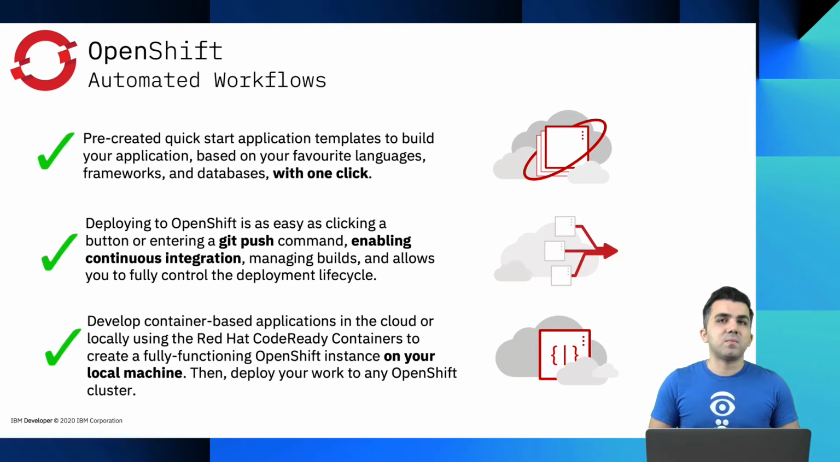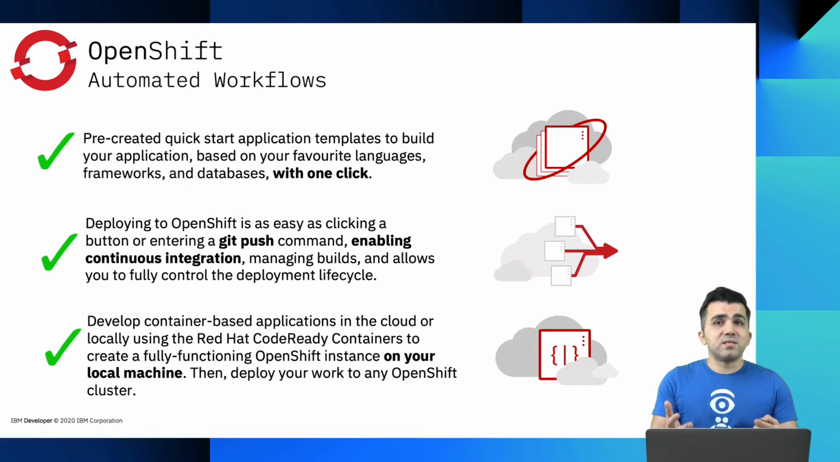You, as a developer, want to get started on coding as quickly as possible rather than spending time learning about different platforms, tools and services, and how to refactor your application based on them. OpenShift comes with pre-created quick start application templates to build your application based on your favorite languages, frameworks, and databases with one click. So no matter what programming language or database you're using, there is a template for that. You can even define your own custom template.